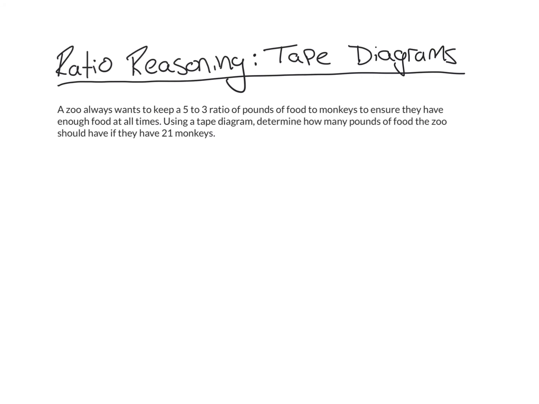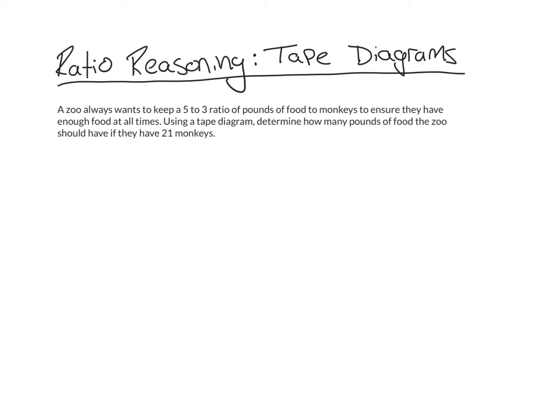In this video, I'm going to show you how to do some ratio reasoning using a tape diagram to answer a question about ratios. So the problem says a zoo always wants to keep a 5:3 ratio of pounds of food to monkeys to ensure they have enough food at all times. Using a tape diagram, determine how many pounds of food the zoo should have if they have 21 monkeys.